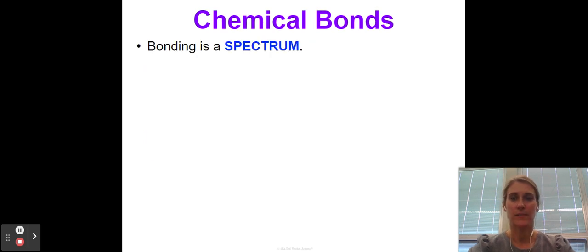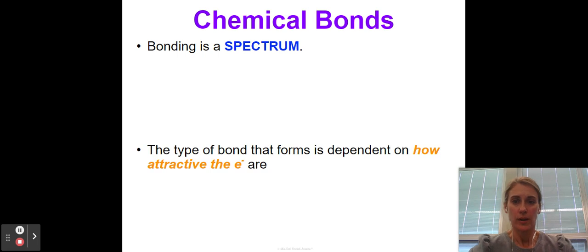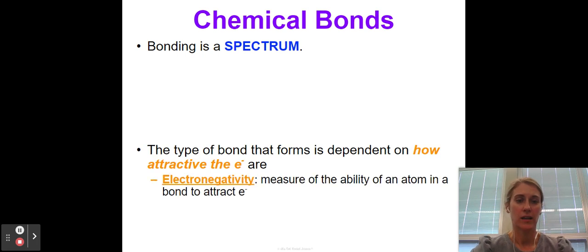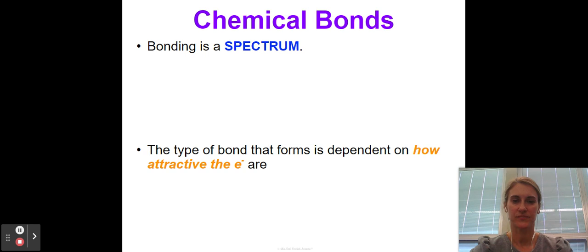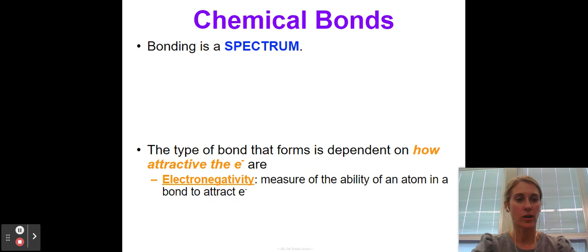And bonding is on a spectrum. So we don't really have any cut and dry bonding, and I'll show you in a second the spectrum here. It just depends on how attractive the electrons are. That's going to determine what kind of bond it creates. So as you recall, electronegativity is the measure of the ability of an atom in a bond to attract electrons. That is very important in bonding because that difference is going to determine what type of bond we have.